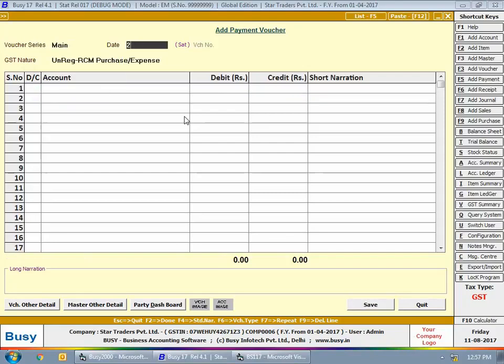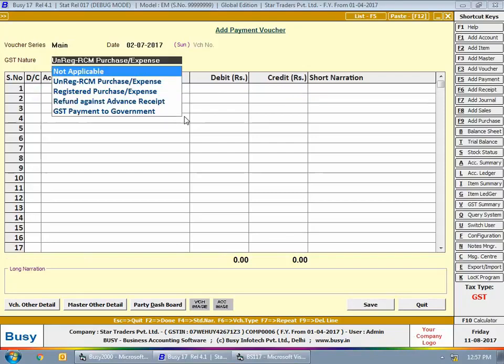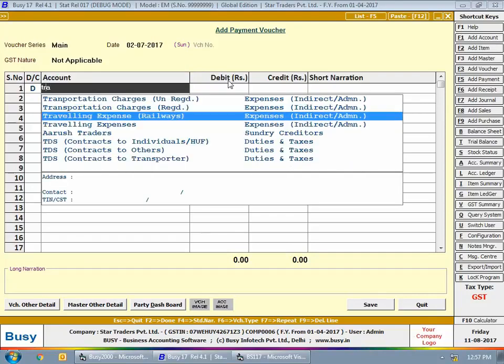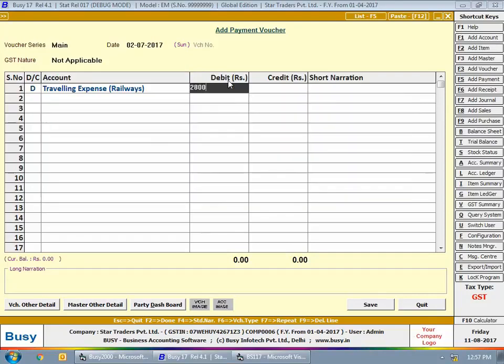Next, we are entering one more payment voucher on 2nd of July. Here we are taking the GST nature as not applicable. We are debiting the travelling expense railways account and crediting the cash account. This means we have booked railway tickets, and this will not be the case of registered expense, as the railways will not print your TIN number on the rail tickets or bill you will receive. So this is simply GST nature not applicable.